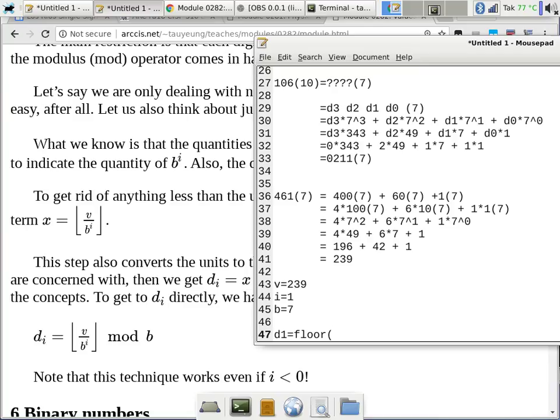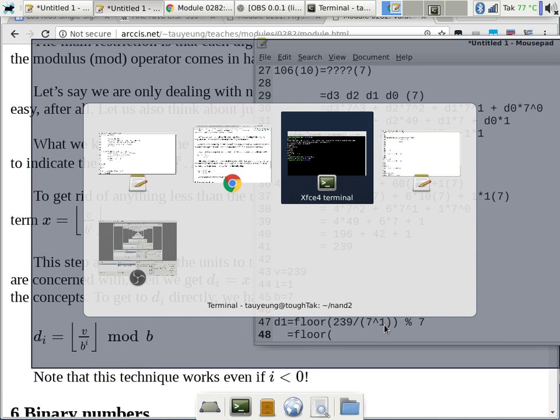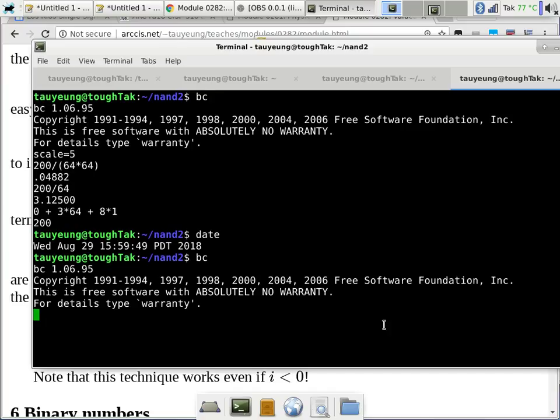Okay. So we are looking at the floor of 239 divided by 7 to the power of 1. So let me use extra parentheses here. And then when we get the result, we need to mod it. Okay, this is the C operator for modding. So we need to mod this with the base that we're dealing with, which is 7. Okay, so we'll work on this step by step. So this is the floor of 239 divided by 7. So I'm going to work out this math here.